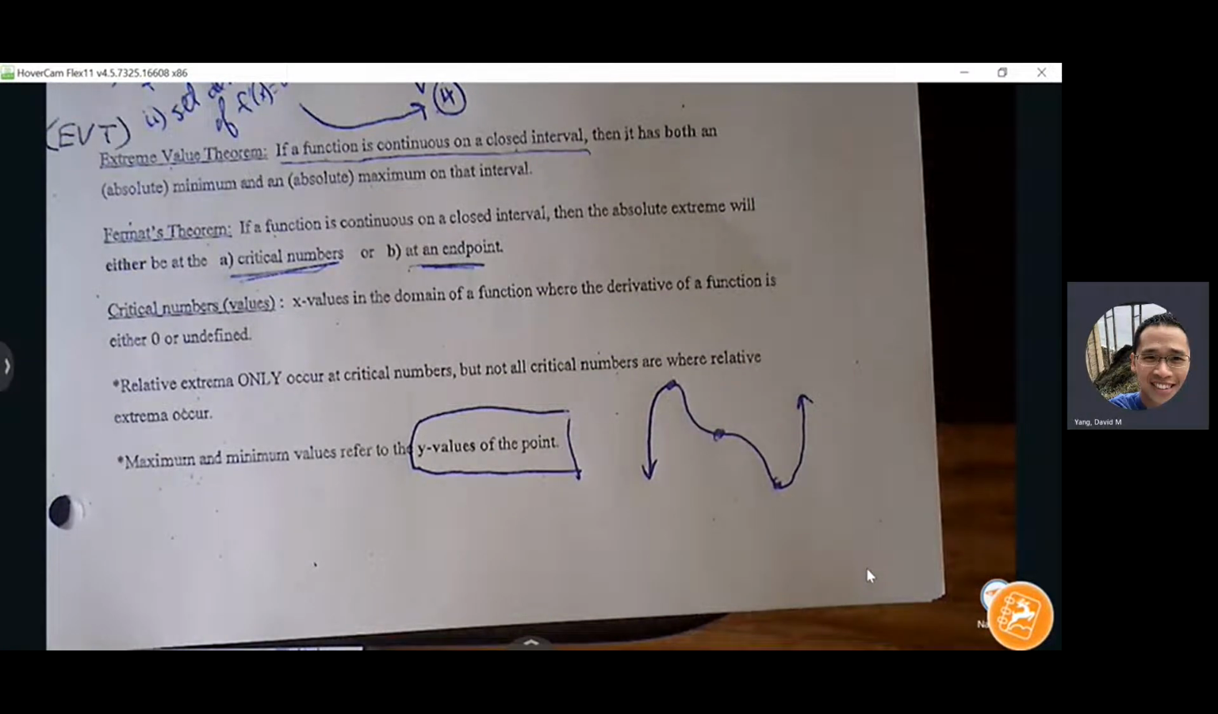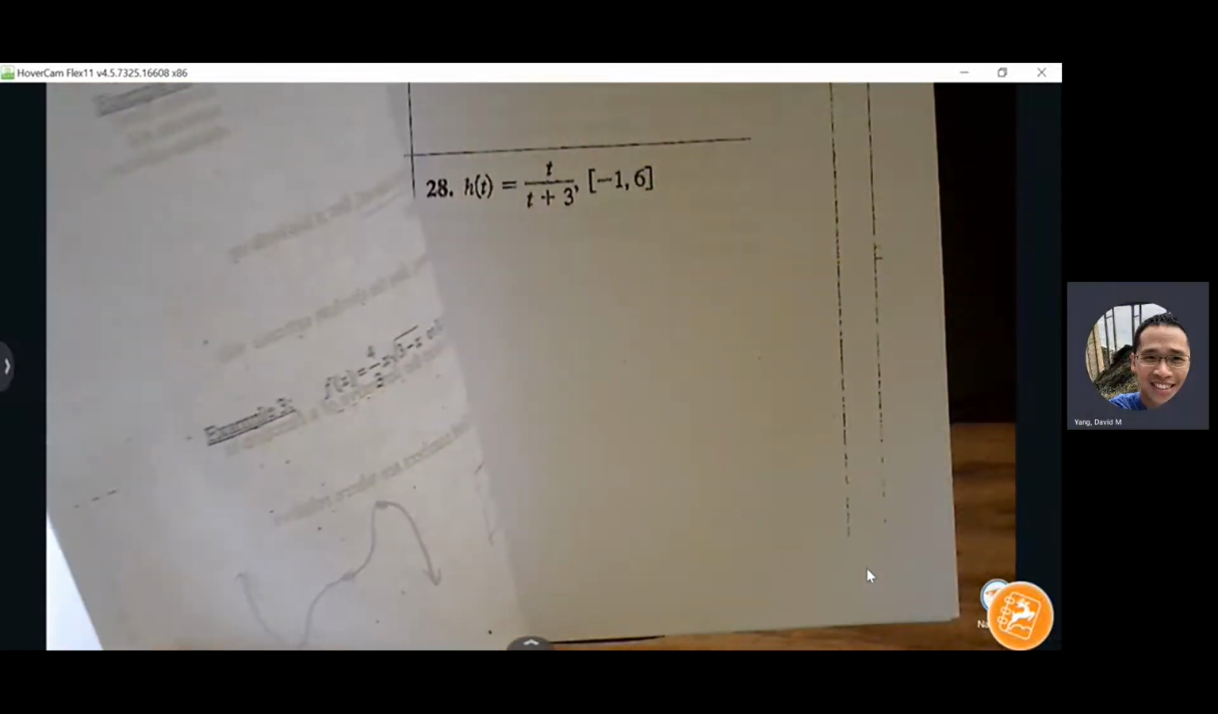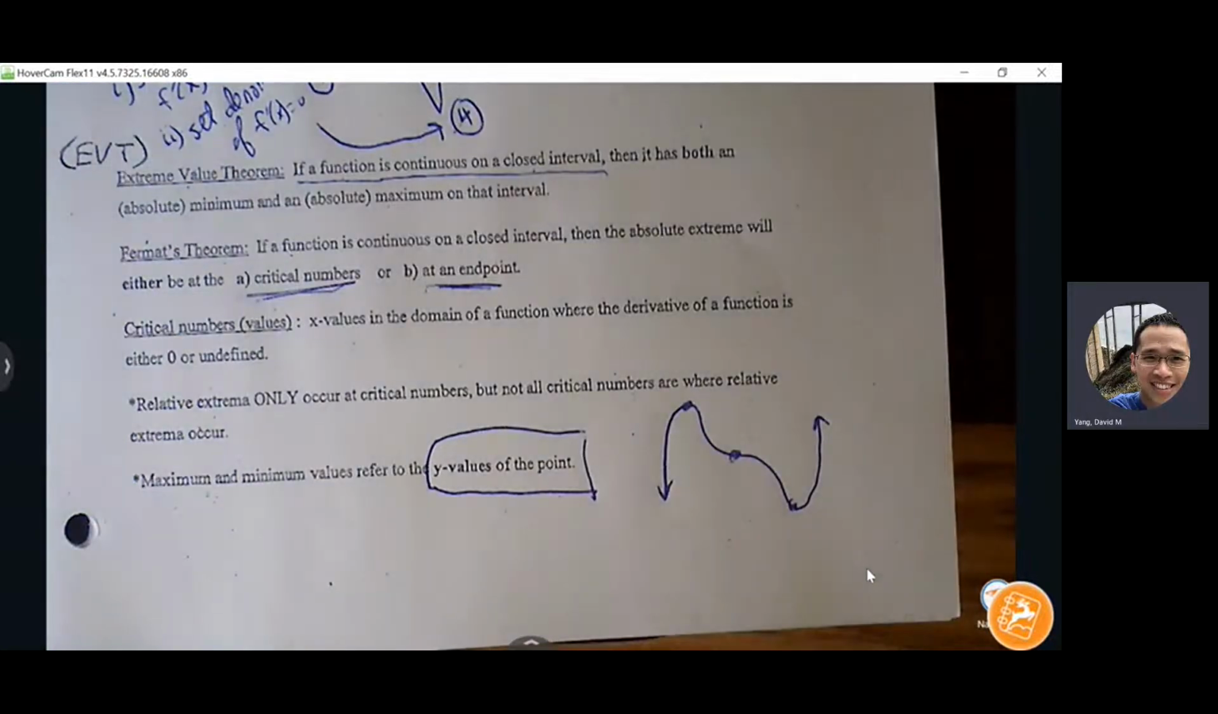Okay. So we're going to just go to the next page. Try examples 1, 2, and 3, and then we'll do review.